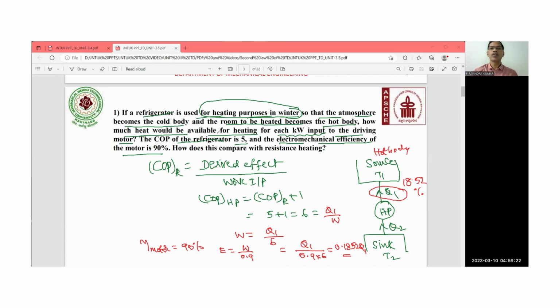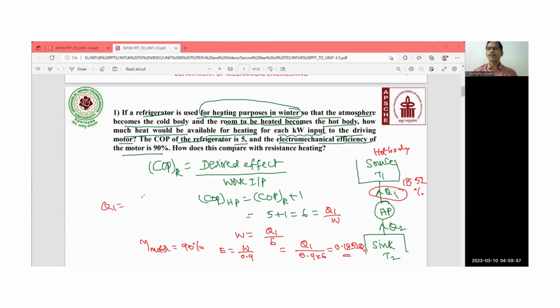How much heat would be available for heating for each kilowatt input to the driving motor? The COP of the refrigerator is this one, and the electromechanical efficiency of the motor is 90%. How does this compare with the resistance heating? So now, how are you going to compare that with the resistance heating?